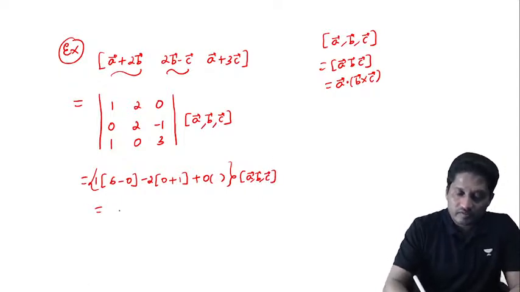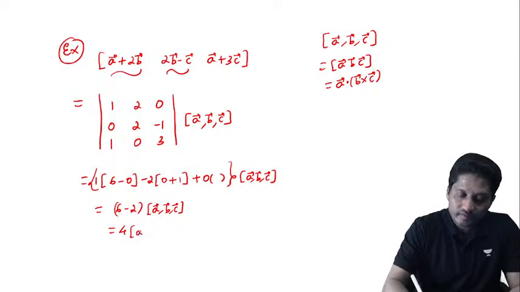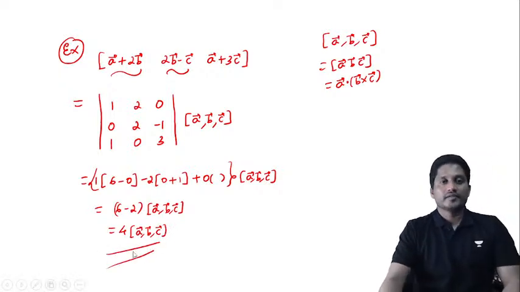Now this is equal to 6 minus 2. Okay, and then you get box of ABC. You get 4 times box of ABC. Box of ABC is same as A dot B cross C. That's how you're supposed to find the value.